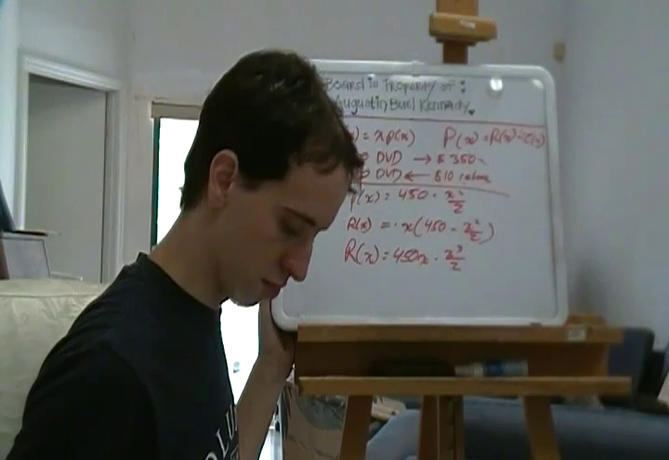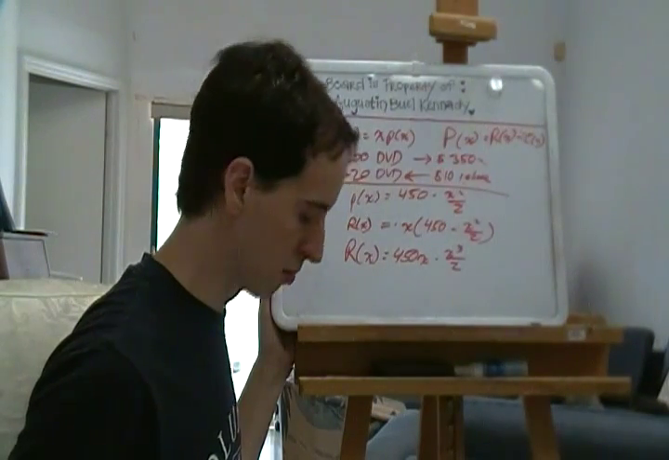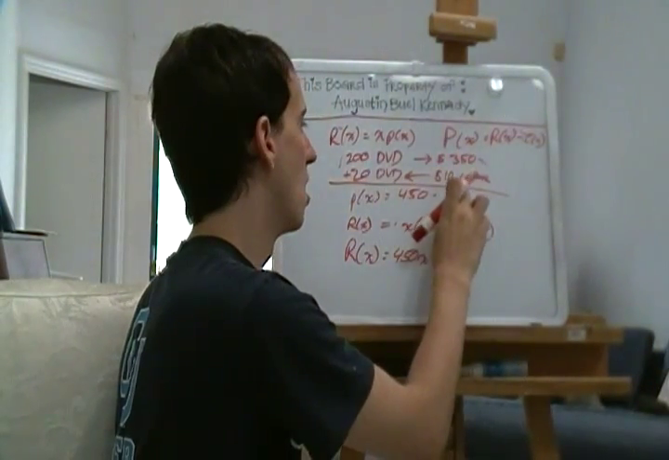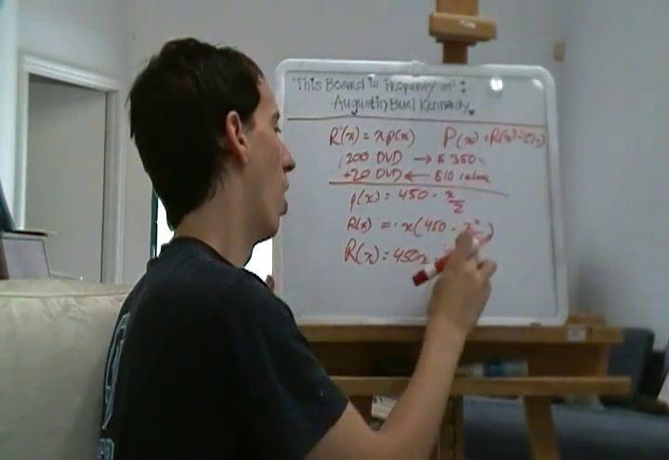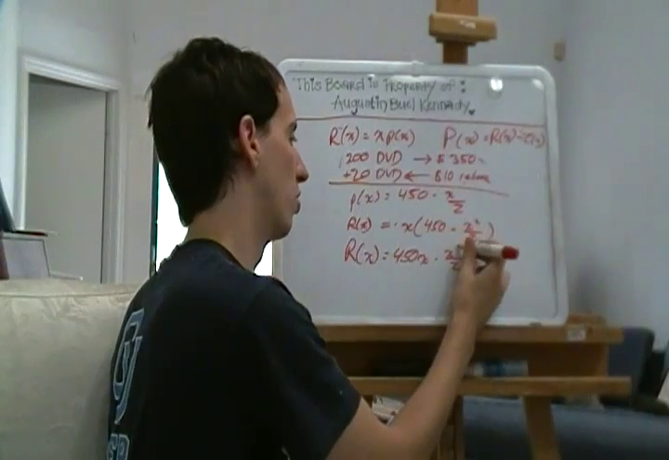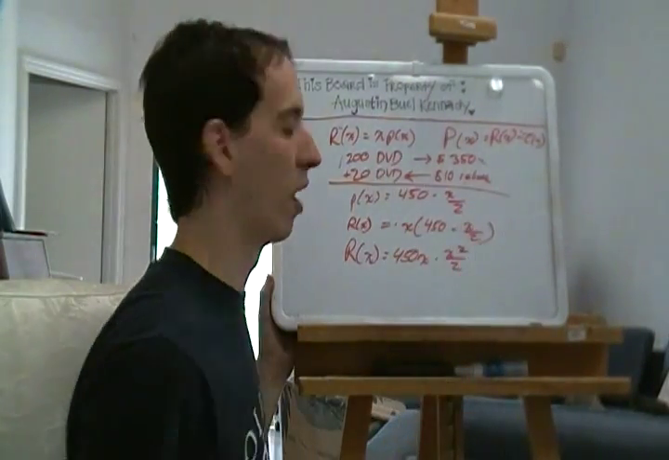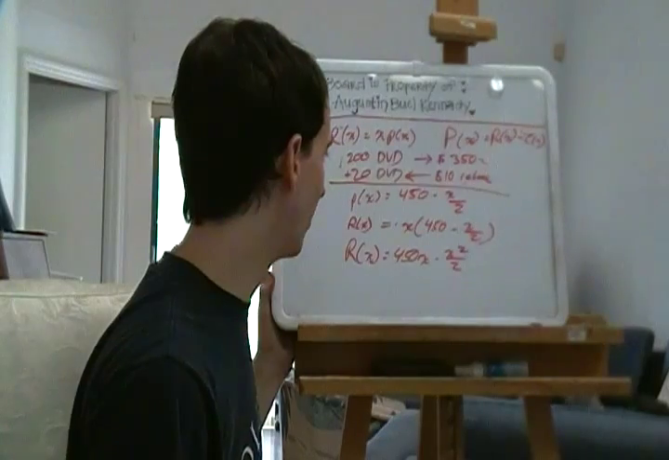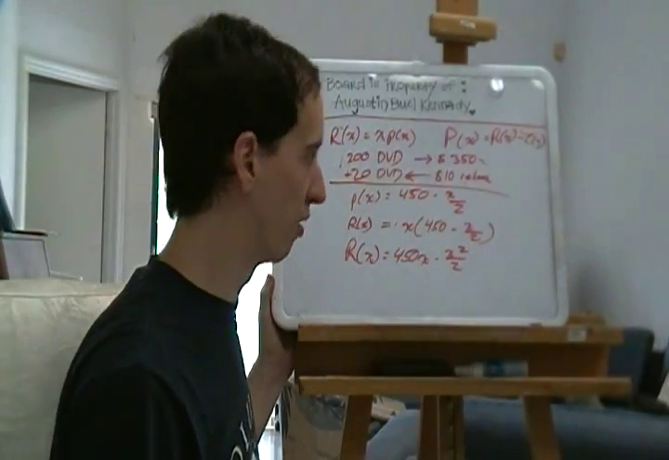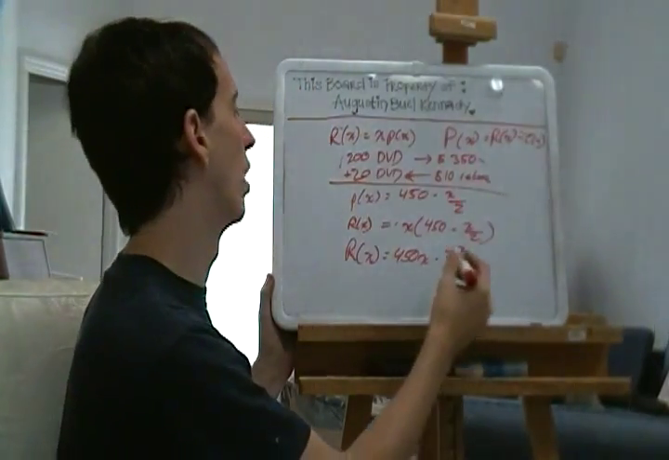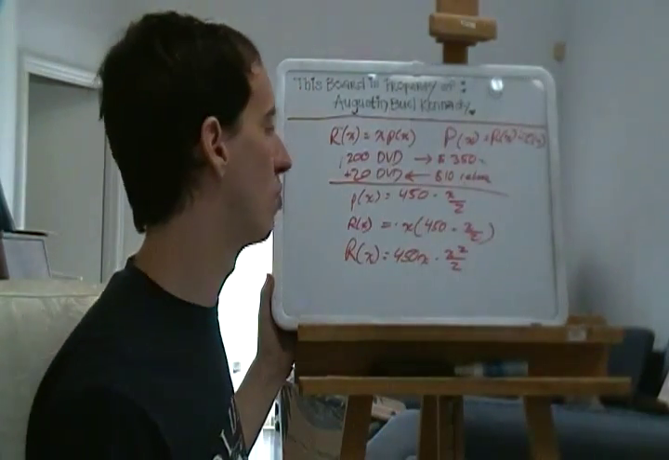Right? No, I'm wrong. My bad. I should probably quit while I'm ahead. Or behind, whatever. The P of x is 450 minus x over 2. It's not x squared over 2. I have no idea why I wrote x squared. Anyway, r of x is 450x minus x squared over 2.